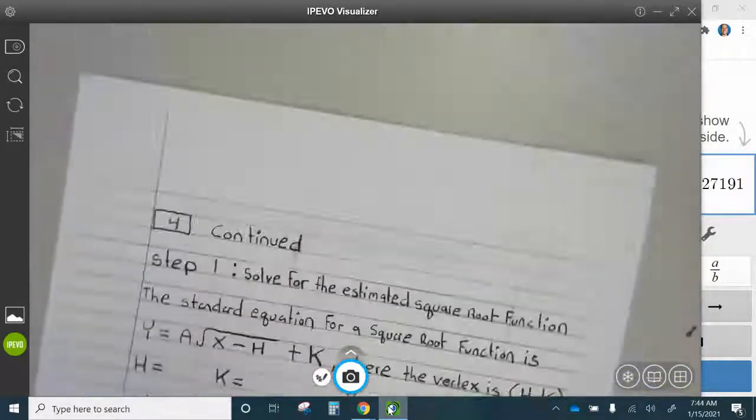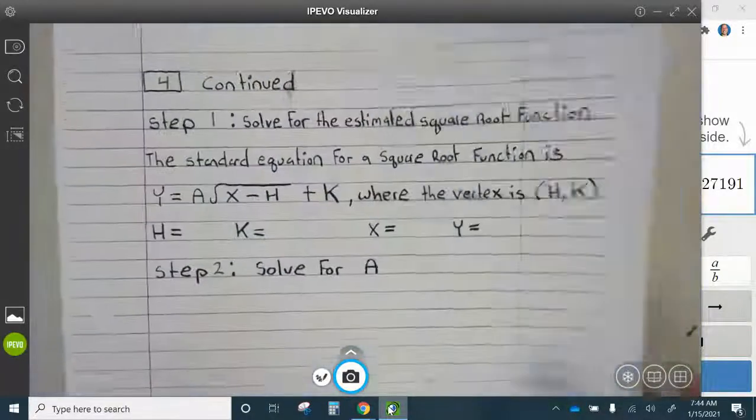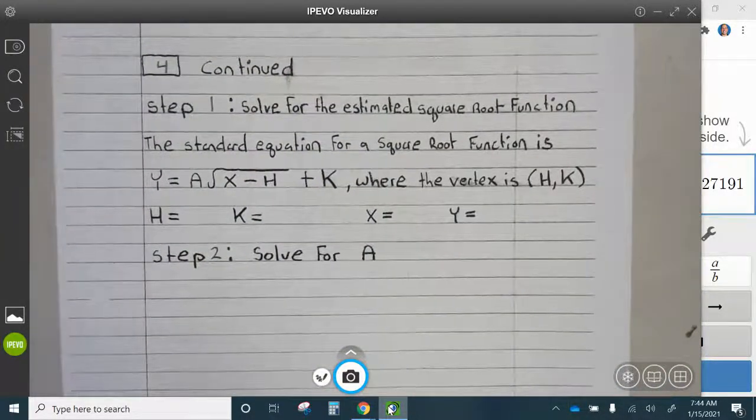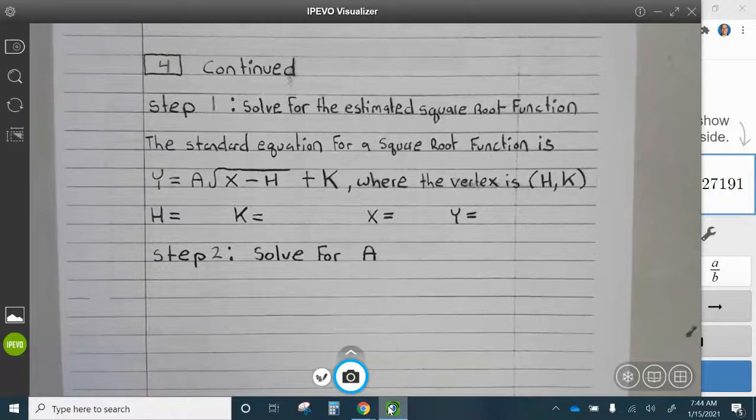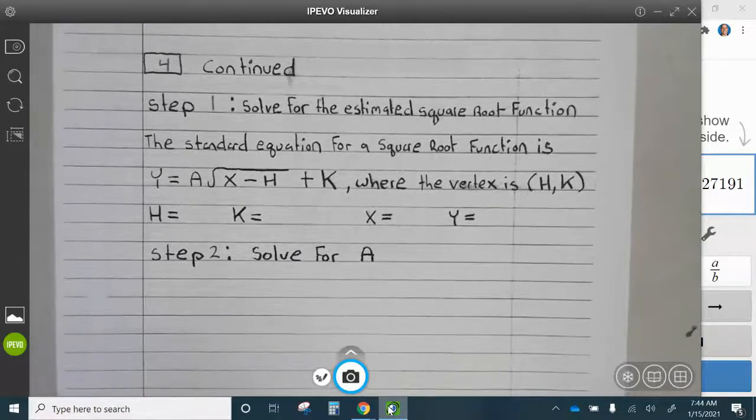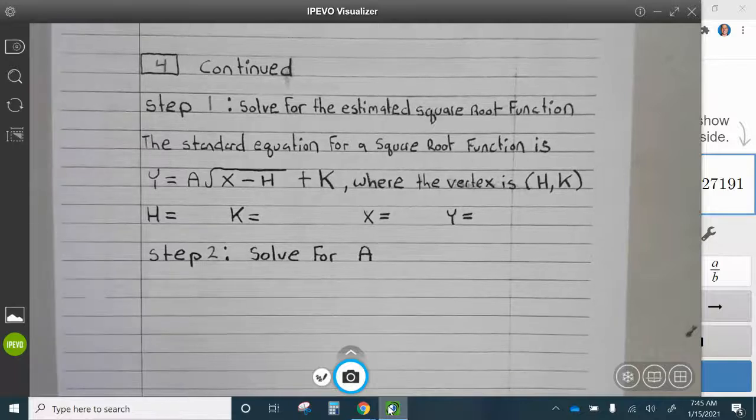So now let's go to question number 4, continued. Step 1: solve for the estimated square root function. The standard equation for a square root function is y equals a times the square root of x minus h plus k, where the vertex is h comma k.